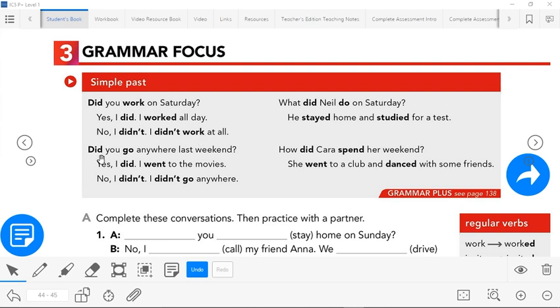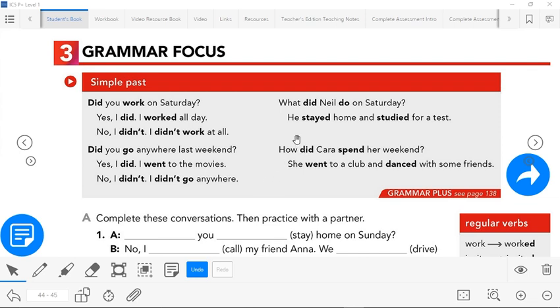Okay? Did you go, in this case is the verb, did you go anywhere last weekend? Yes, I did. I went to the movies. Here, went is the past of go. No, I didn't. I didn't go anywhere. Here we use went because we don't have did anywhere. But here, we have didn't, so we don't need to put it in past.